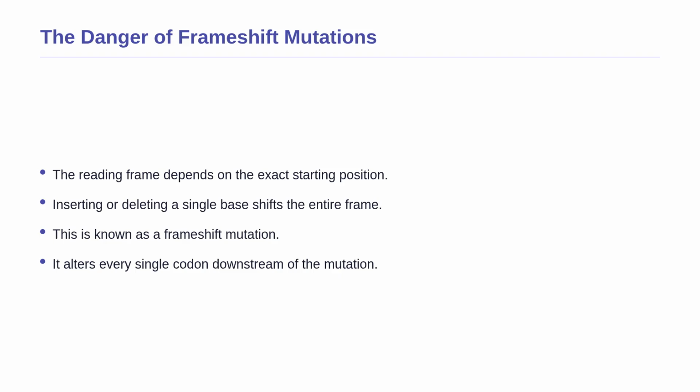If a mutation occurs where a single base is inserted or deleted, it pushes all the subsequent letters out of alignment. This phenomenon is known as a frame shift mutation. Unlike a simple substitution that might change only one amino acid, a frame shift mutation alters every single codon downstream of the error, usually destroying the protein's function entirely.